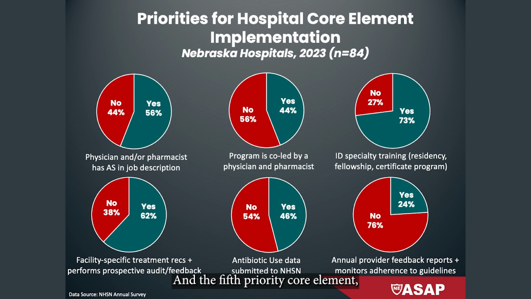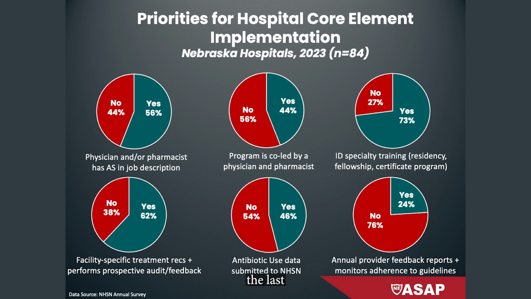The fifth priority core element, I think, is where we've made the most progress in our state over the last year, to where we're about 50% of our hospitals reporting their antibiotic use to the NHSN module. In 2022, this was only 16% of our hospitals. So we've made a huge leap here.